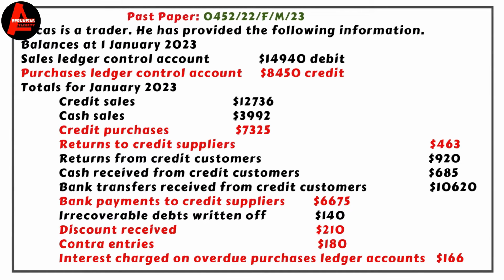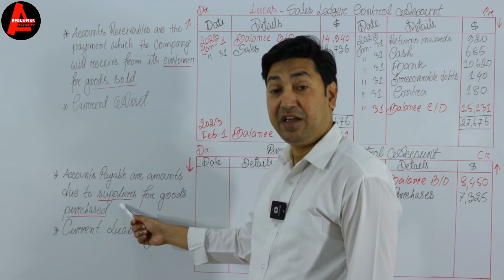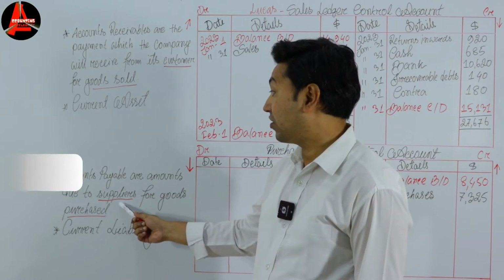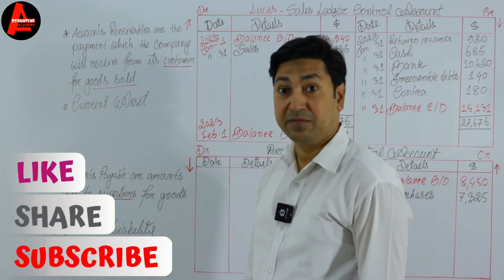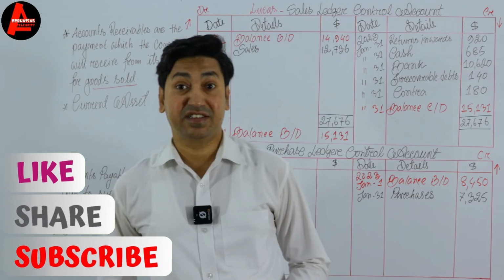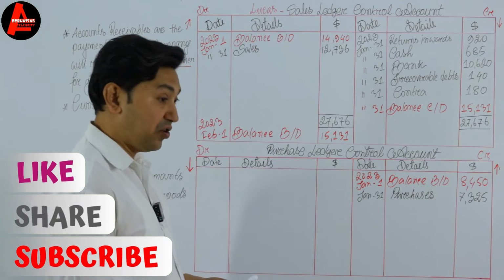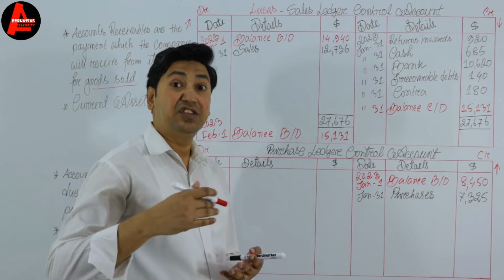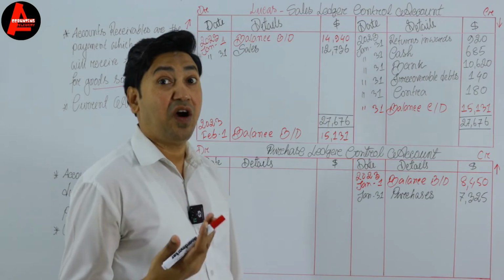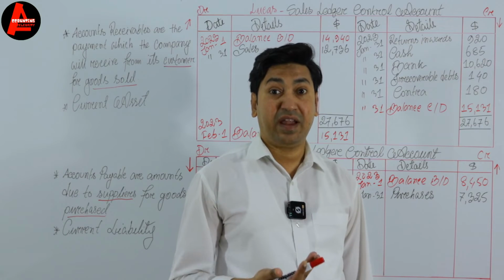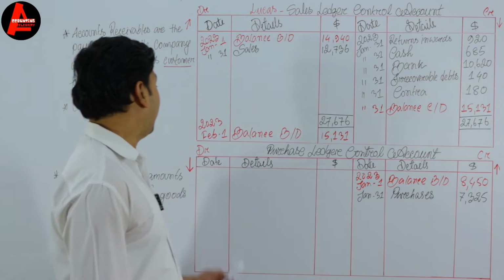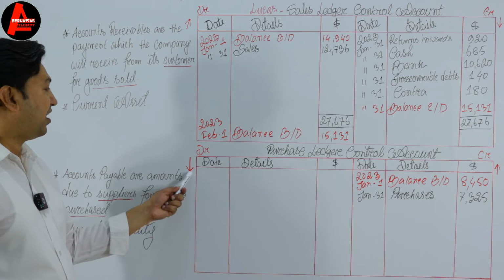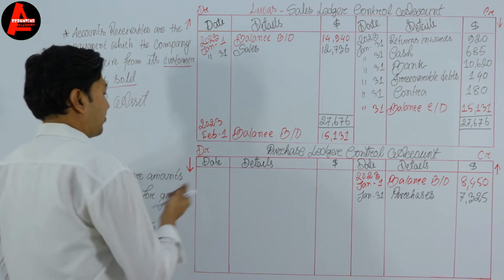Then here in the question we have returns to credit supplier 463. Supplier related items we will take. It is a purchase ledger control account, so we will take all purchase and supplier related items. So here it is purchase returns, returns outwards. For return outwards, we purchased goods, then we returned them to the supplier. Now our supplier balance, meaning trade payables balance, will be decreased. When balance decreases, we will write on the debit side. So let us write here the date first.